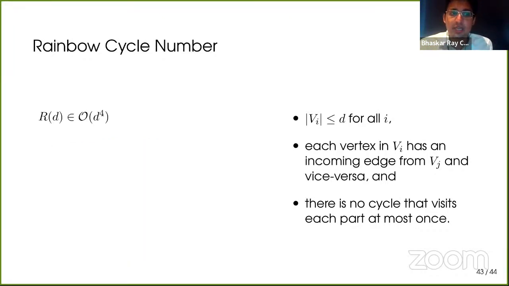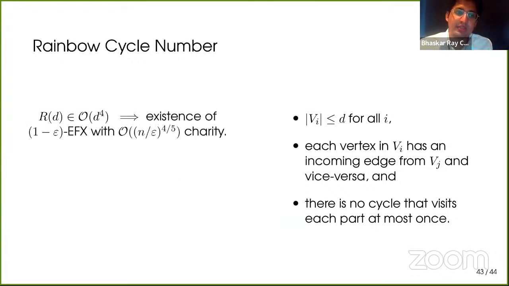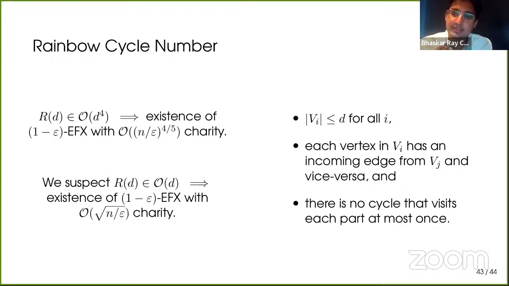And what we show is that R of D is indeed bounded, finite, and polynomial. It's D to the 4. And this implies the existence of approximate EFX with n over epsilon to the 4/5 charity. We suspect that R of D is linear. We didn't prove it in the paper, but we suspect that R of D is linear. And this would imply the existence of 1 minus epsilon EFX with square root n over epsilon charity. So the main takeaway is that if you want to improve the bounds on charity, then you can just work with this graph theoretic framework. That is the main takeaway from the result.